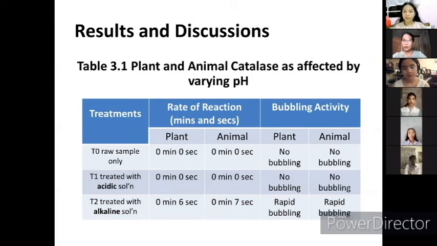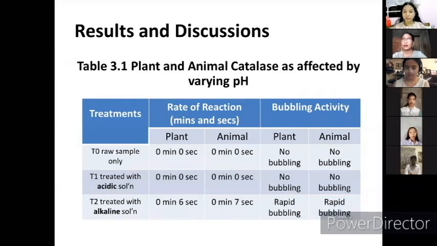And they also showed the same bubbling activity. So this means that the alkaline solution did not do anything to the structural integrity of catalase. And we know from literature, based from the presentation of other members, catalase works best at a particular optimum range, which is 7 to 11.